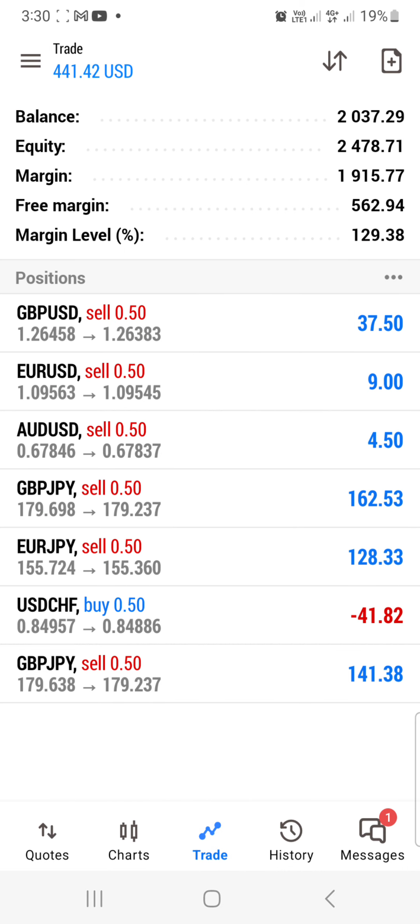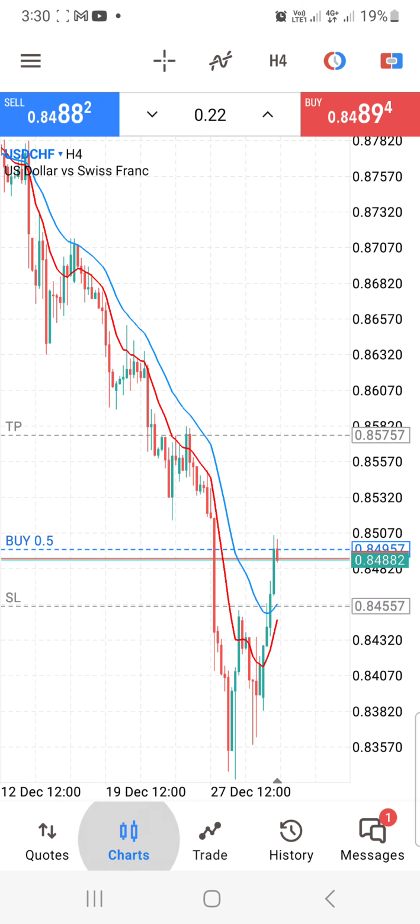You can see this is USD CHF. It's still at minus 41. Definitely it's going to pick up the profit. It's going to go back and continue, because as you can see, the chart is definitely a buy trend. It's an uptrend. It's going up. It's a buy trade, so nothing to worry about. You can see the moving average is forming. Nothing to be scared of.